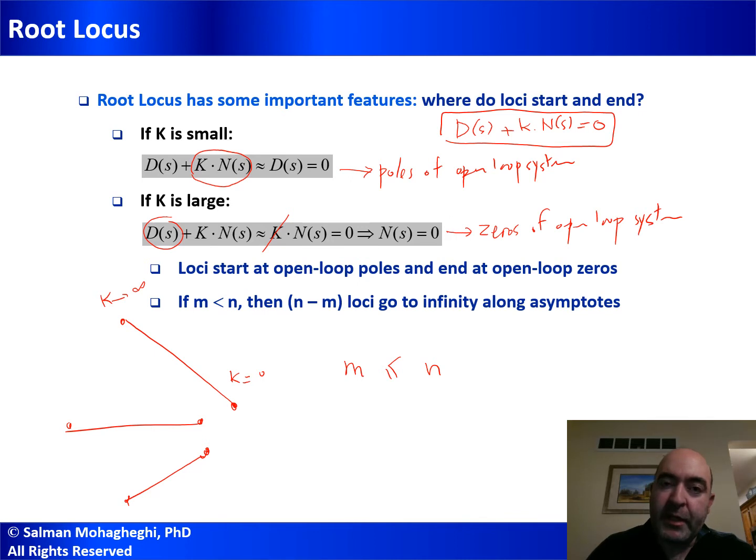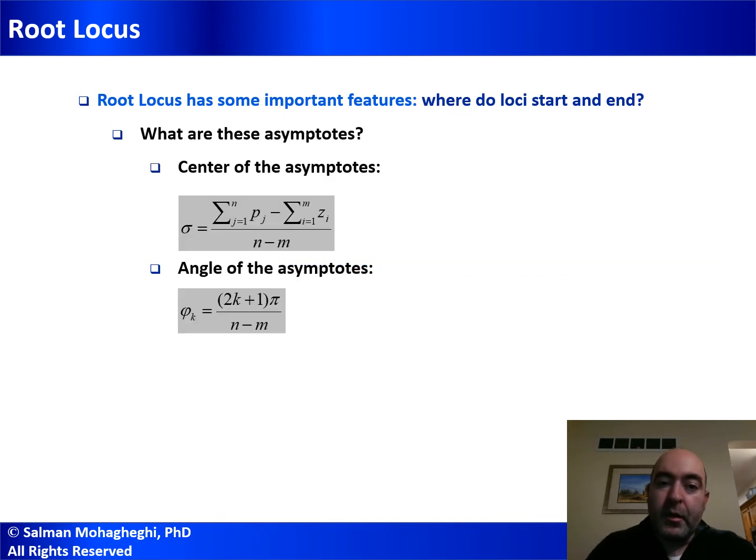What if I don't have as many zeros as I have poles? What's going to happen to the poles that do not have any zeros associated with them? Well, those poles will actually go to infinity through some asymptotes. So if you have n poles and m zeros, m of those poles will start from the pole location and will go to the zero location. The other ones, however, will start from the open loop pole location and will go to infinity along some asymptotes. What are these asymptotes? These are direct lines, straight lines that will take you to infinity.